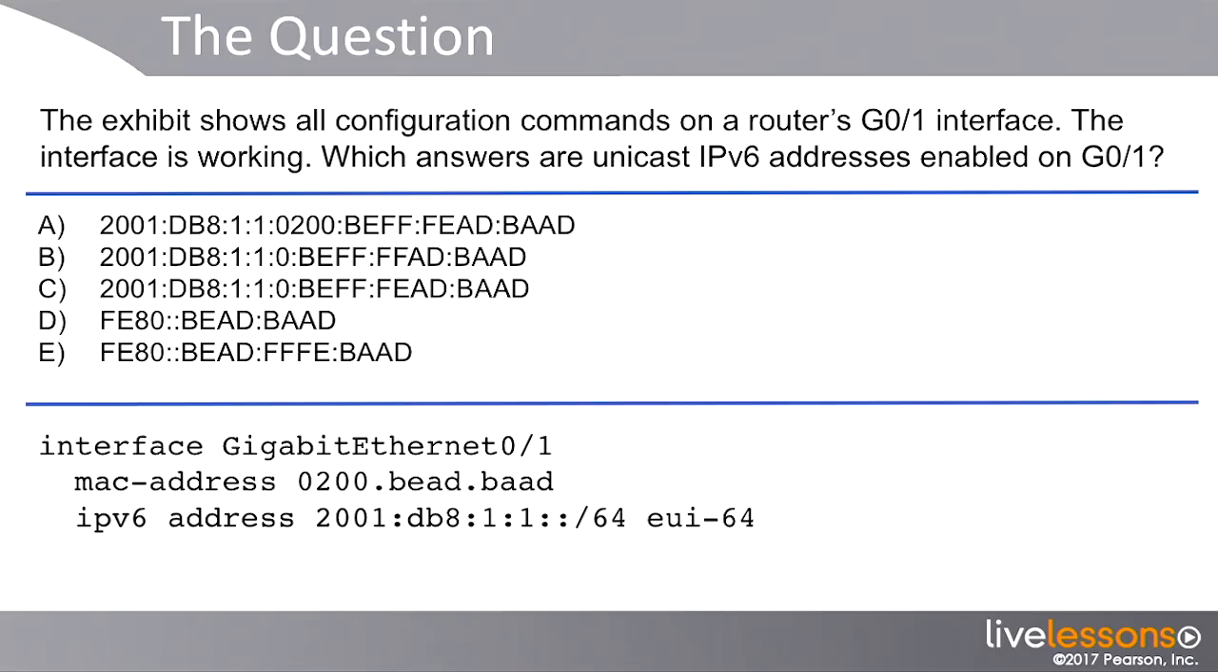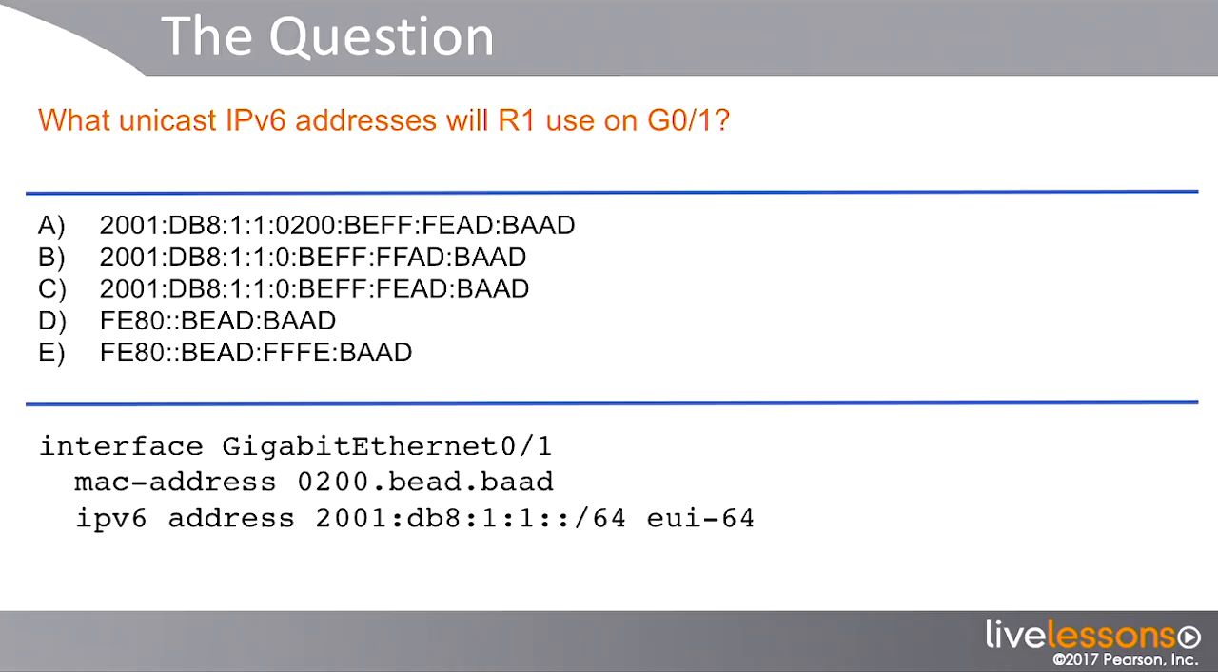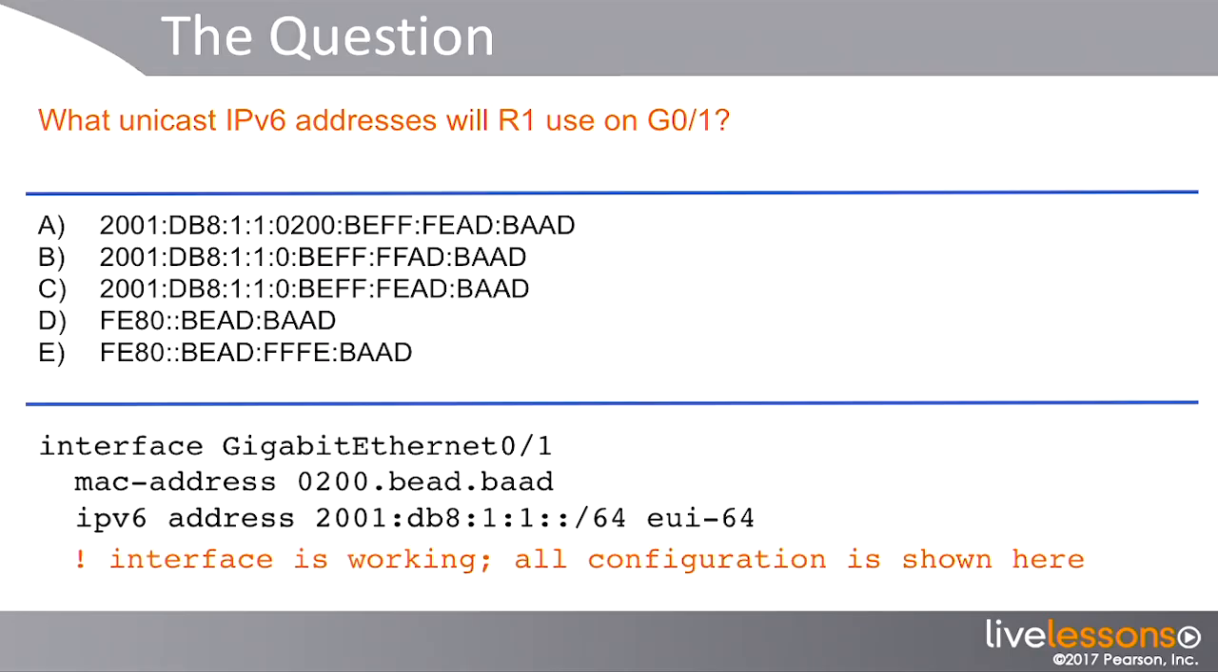Now let's talk about what the question means and do a little bit of analysis, and I'll give you one more chance to pause and answer for yourself. That short 2 lines of stem boils down to this: what unicast IPv6 addresses will R1 use on its interface G0/1? Basically that. And just to reiterate, the interface is working, all configuration is shown, so we're not trying to trick you by leaving things out.